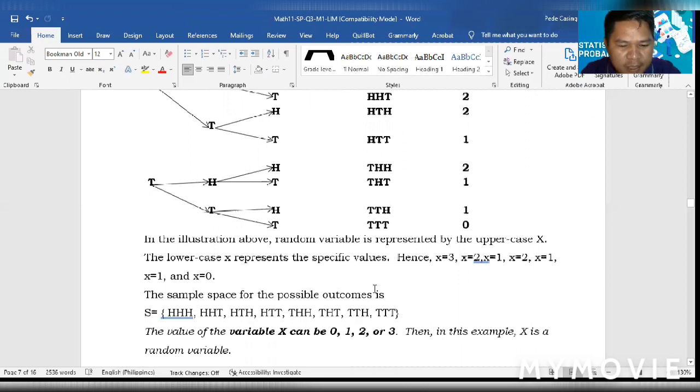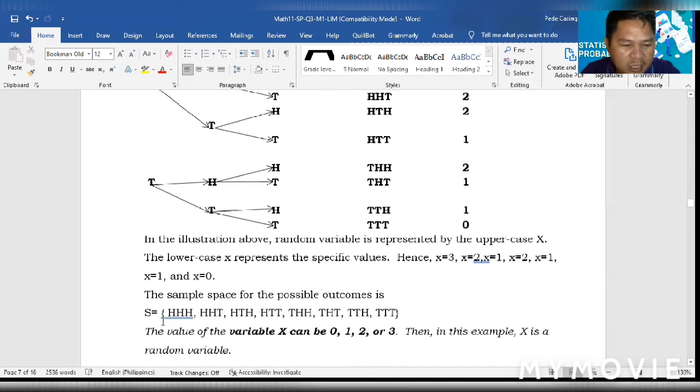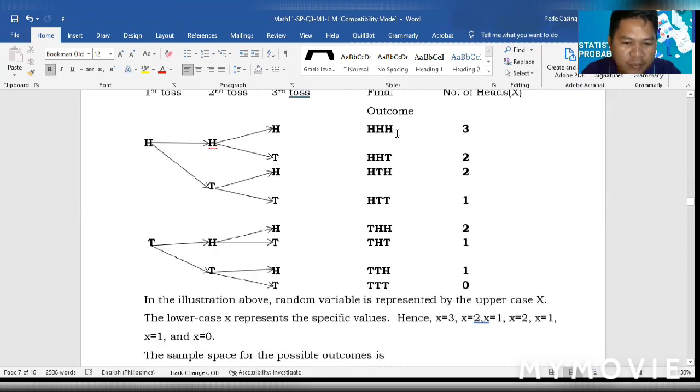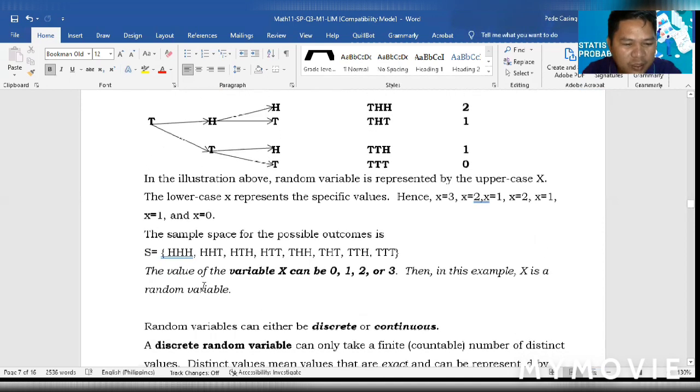So the sample space for the possible outcomes, what is our sample space? You can write the possible final outcomes here using the set S, or sample space, equal to the set HHH. Just copy here whatever the final outcomes are: HHH, HHT, HTH, HTT, THH, THT, TTH, or TTT. So the value of the variable x can be 0, 1, 2, or 3. Then in this example, capital X is a random variable.